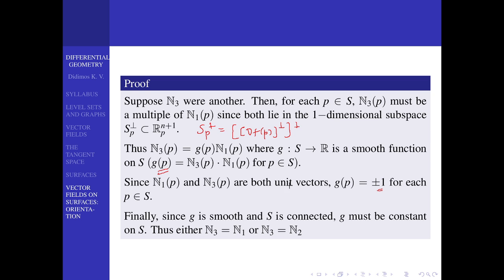So we can say that n3 of p is equal to n1 of p if g of p is equal to 1 for all p, otherwise n3 of p is equal to minus n1 of p, that is equal to n2 of p for all p belongs to S. So we can say that there are exactly two smooth unit normal vector fields that can be defined on a connected surface S.